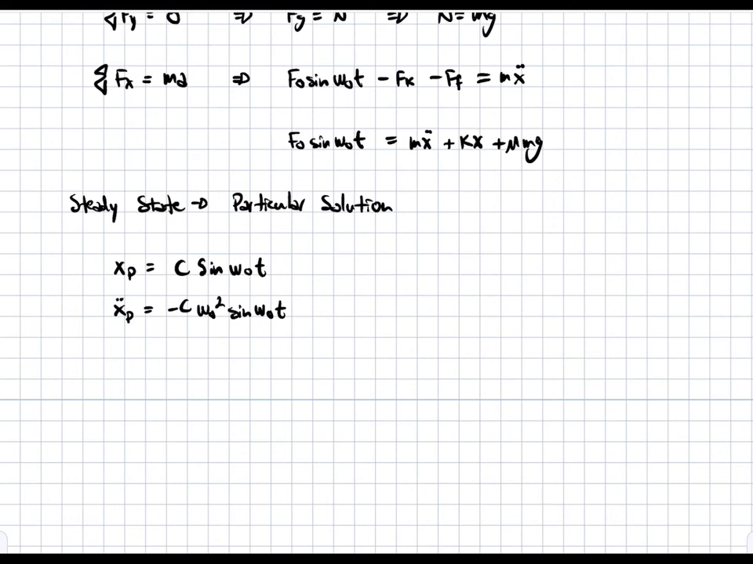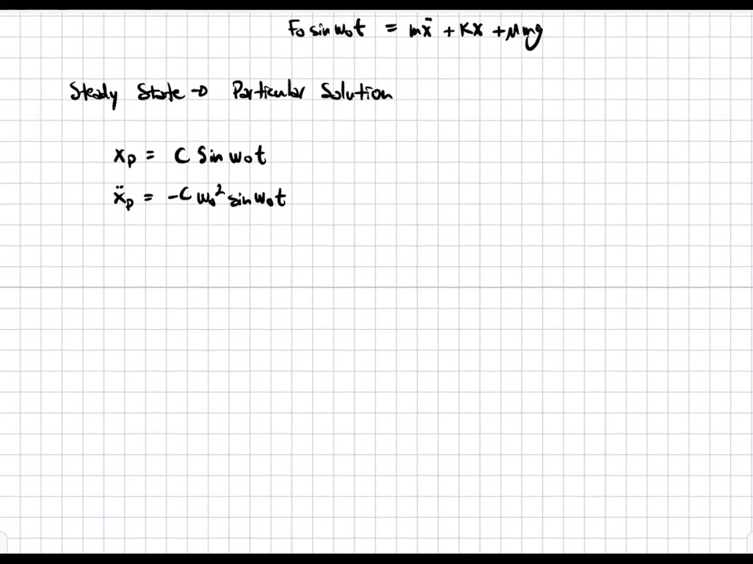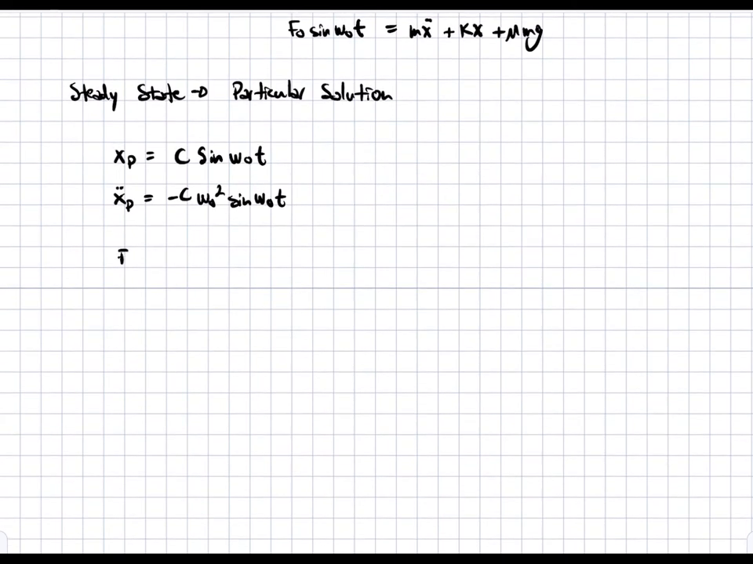Okay, so now that we have these two terms, we can plug them into here, respectively. This doesn't depend on x, so this is a constant that we have. Then we're going to have an equation in terms of c, and we can solve for that c. So we get the following: F naught sine omega naught t equals negative m c omega naught squared sine omega naught t plus k times c sine omega naught t plus mu m g.